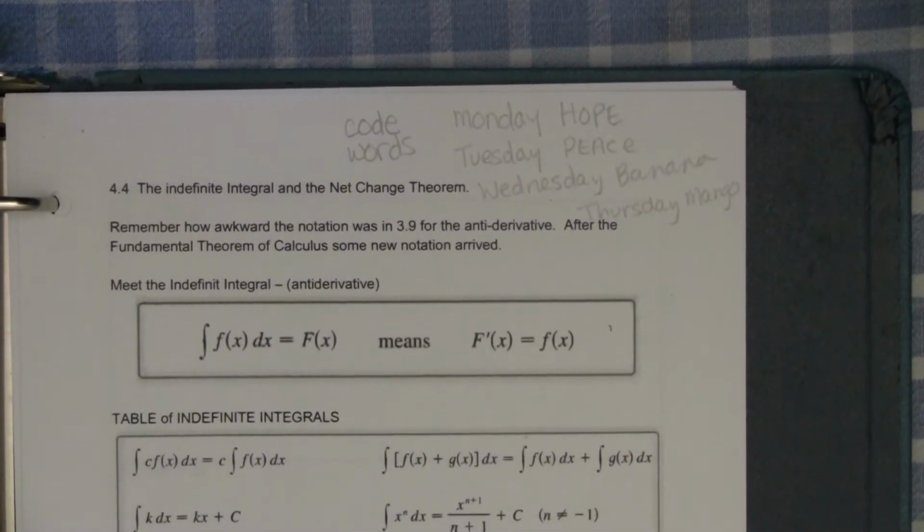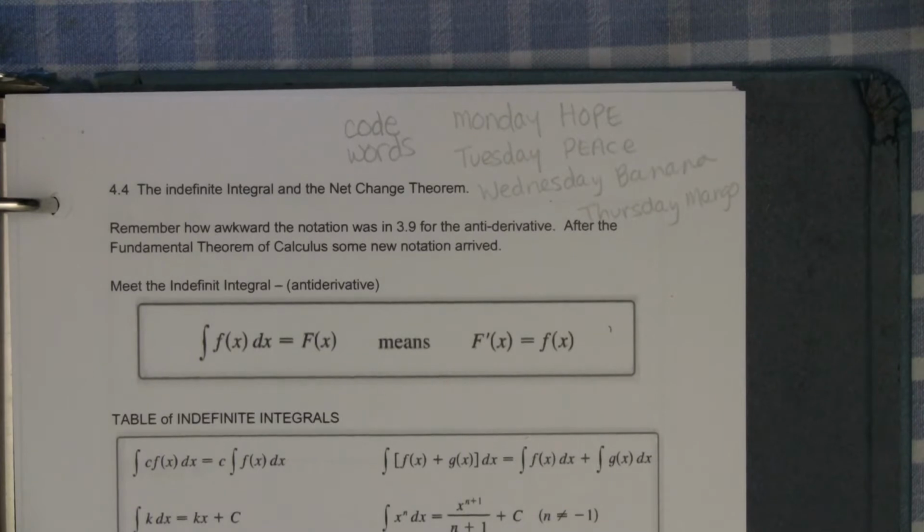I've been very bad at giving you the code words this week. So Monday I emailed you that it was hope. And Tuesday I didn't tell you what it was. I forgot. It's going to be peace, P-E-A-C-E. And then Wednesday, my friends in Zooming with me helped me choose banana for Wednesday. And for Thursday, we're having mango as our code words.